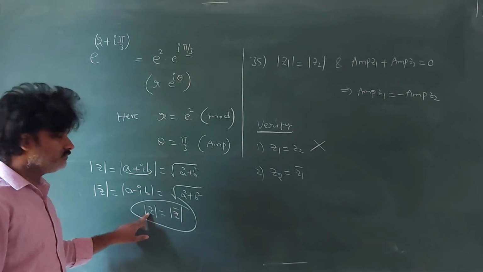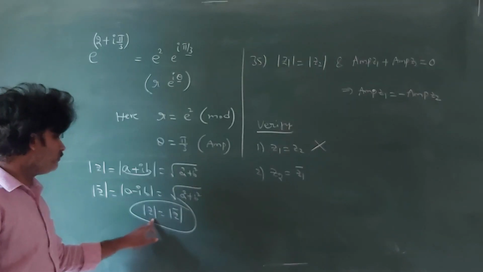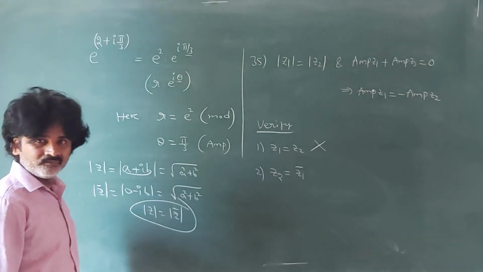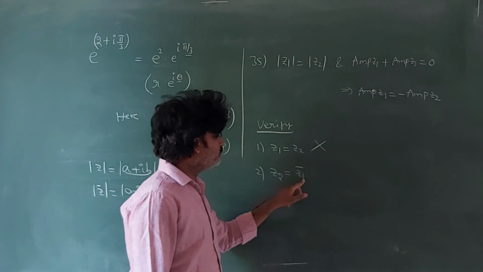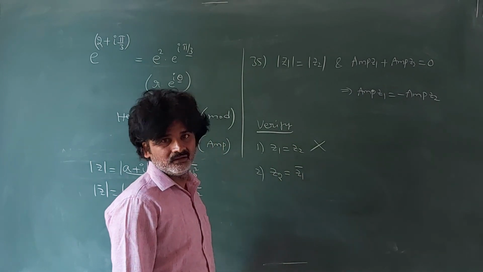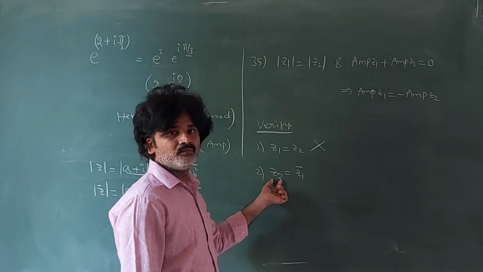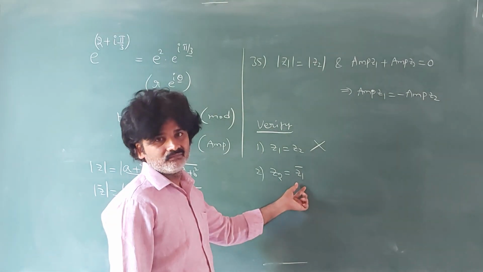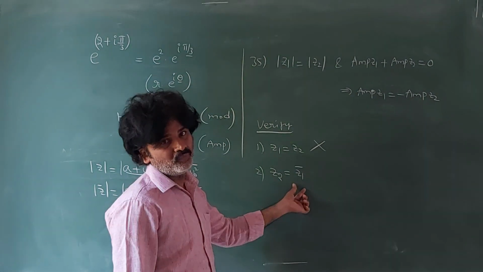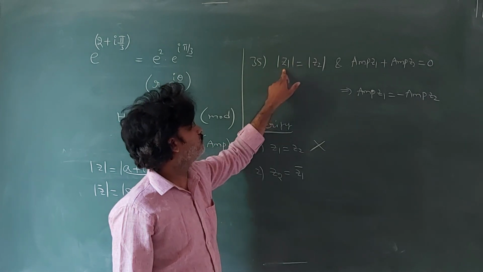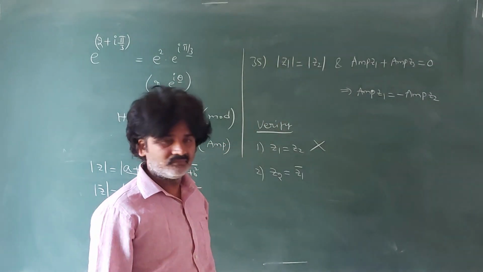For any complex number, the modulus of the number and the modulus of its conjugate are the same. So if z2 and z1 bar are equal, then mod z2 is mod z1 bar, and mod z1 bar is the same as mod z1. So both are equal means this condition is satisfied, correct.